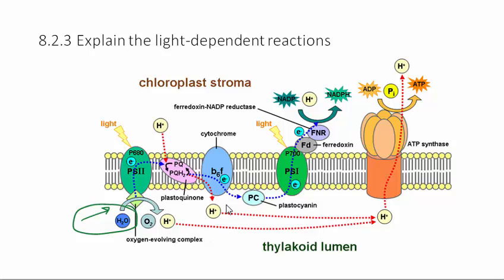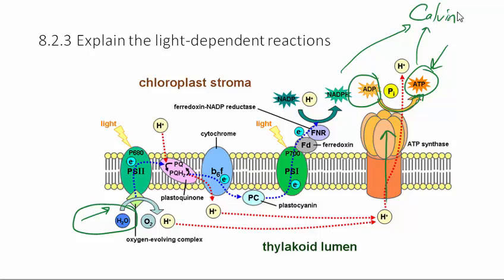When the hydrogen ions are accumulating in the thylakoid lumen, they flow through an ATP synthase transmembrane protein, and that flow of hydrogen ions back into the stroma is used by this ATP synthase molecule to take ADP and make it ATP. And both the NADPH and the ATP are used in the Calvin cycle, the light-independent reactions.